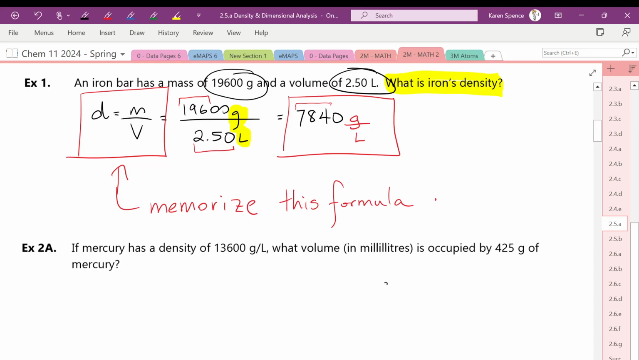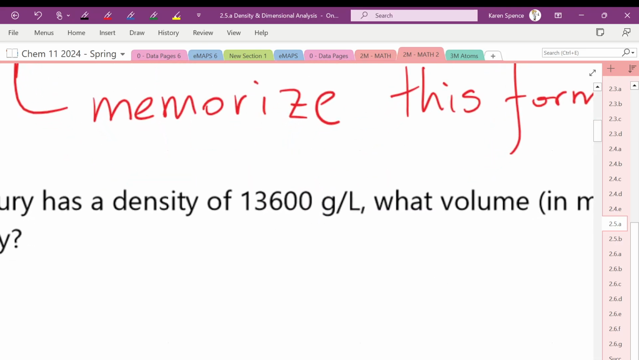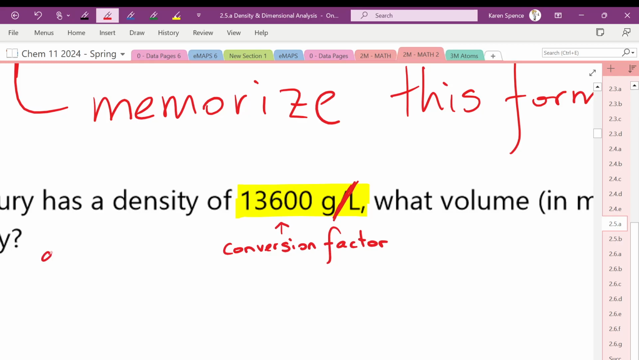Number 2, if mercury has a density of 13,600 grams per liter, what does that look like? Grams over liters. That looks like a conversion factor. You can use density as a conversion factor.